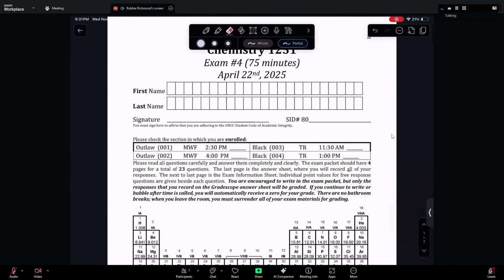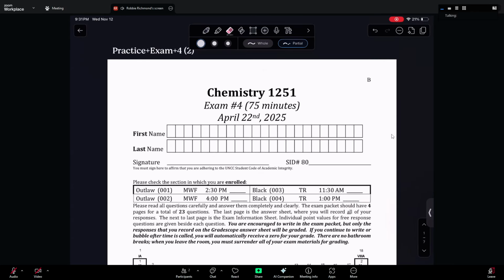So, let's address the elephant in the room. Exam 4. This is going to be our last exam before the final, and in my truthful opinion, this is the exam that I struggled with the most, and it's truly because I was not good at balancing equations. So, what should you do?